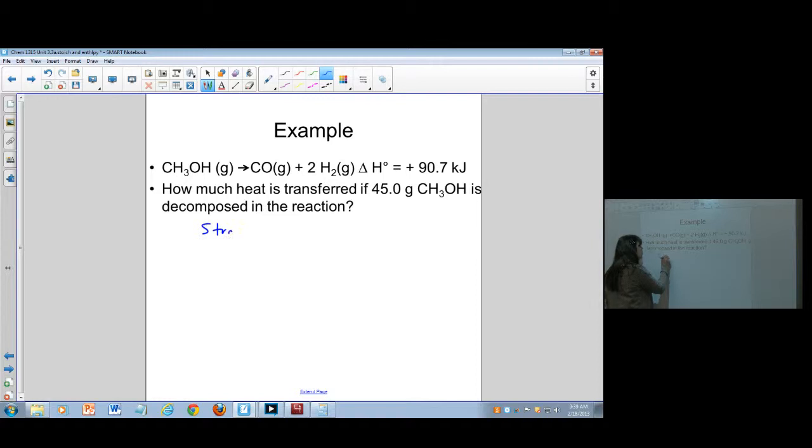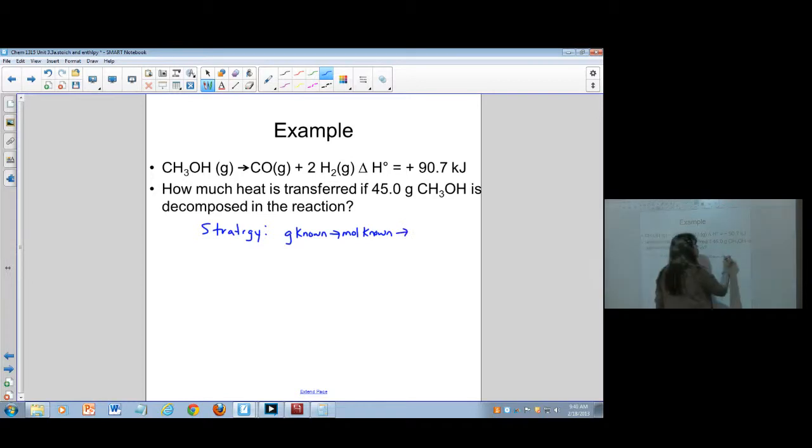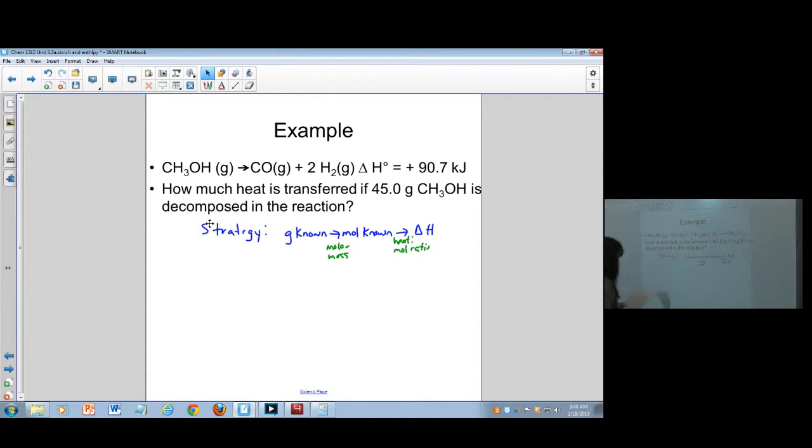The strategy looks something like this, where we'll go from grams of known to moles of known, because there's just no getting away from changing into moles. And then we're going to use a heat to mole ratio to get to the amount of heat, or delta H. Okay, so this will need a molar mass, and this one needs that heat to mole ratio.